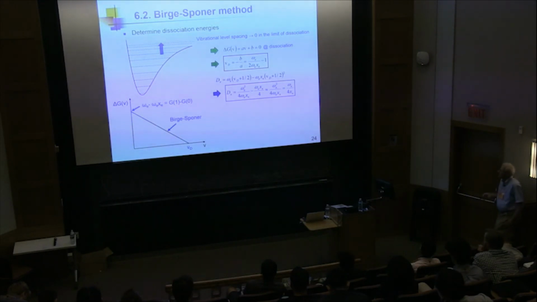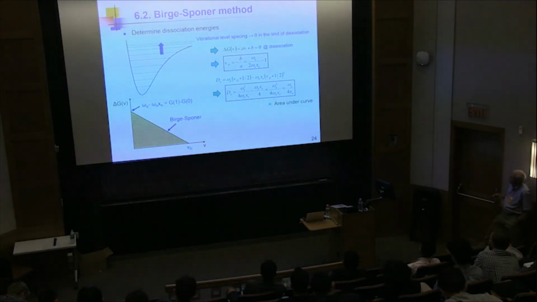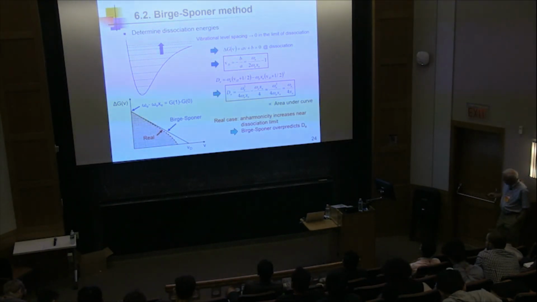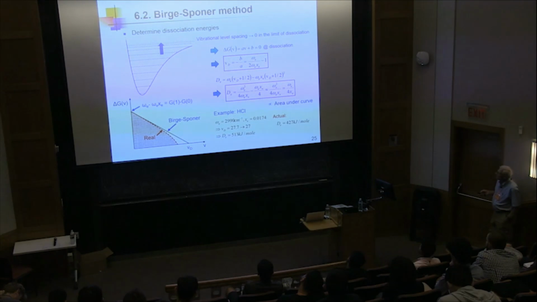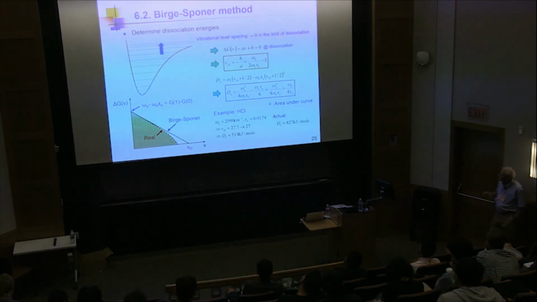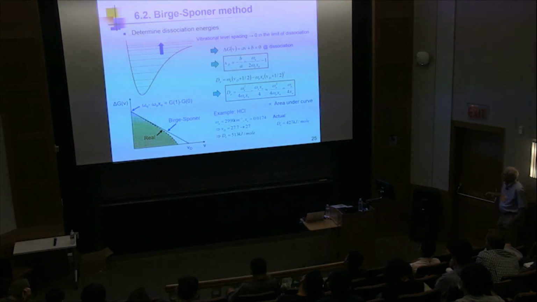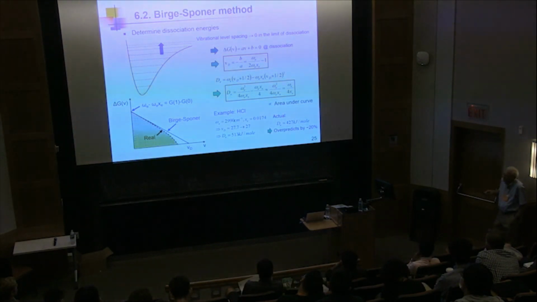The question is, how good is this very, very simple thing? Turns out it's not great. It's the area under the curve. Okay, in reality, it's not linear. It actually gets smaller and smaller and smaller. It falls off. Here's an example. For HCl, if I do this, I get 513 kcals. And the maximum V is 27, but the answer is 427. So it's only good to about 20, 25%. But it's simple. It's easy to think about.